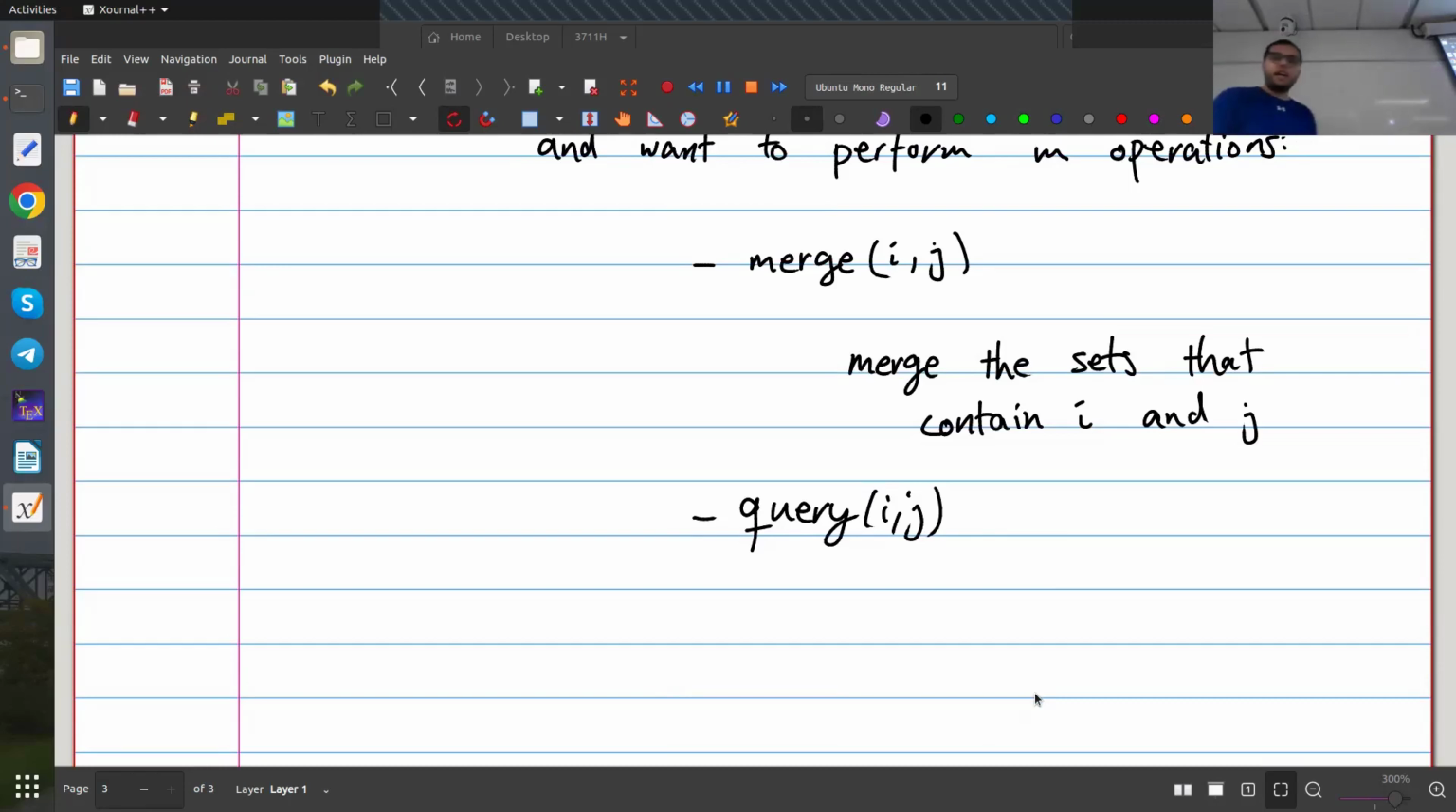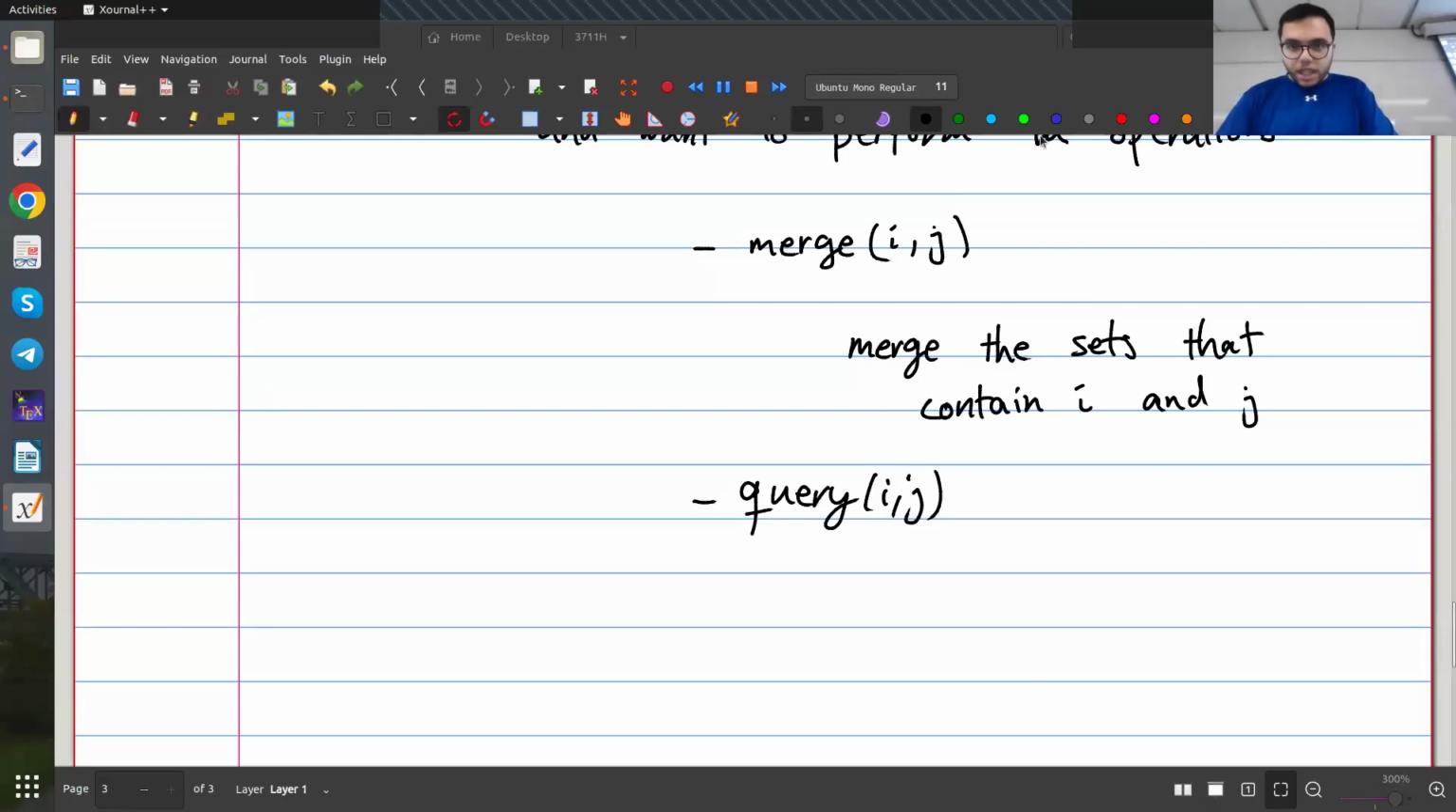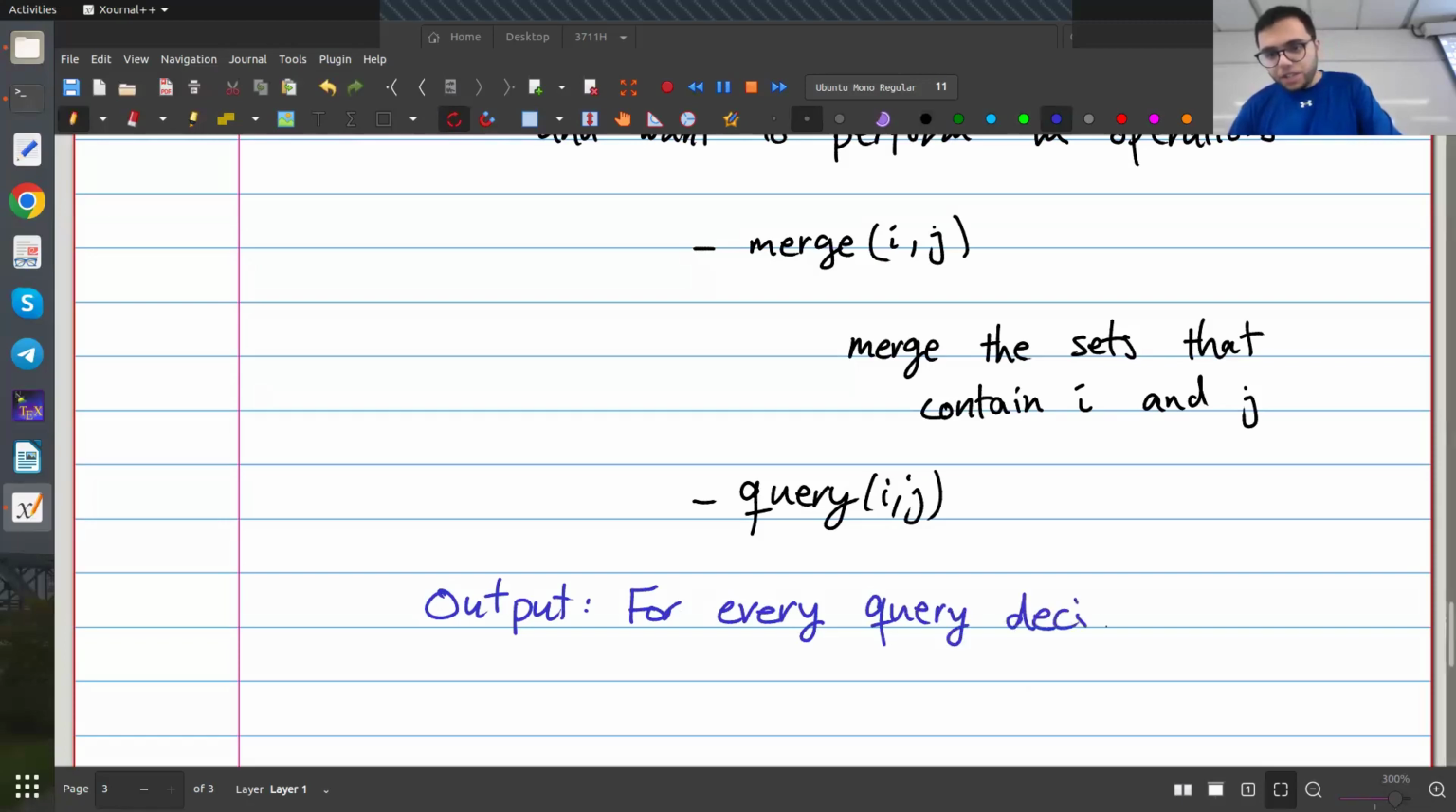So I have two operations. I can merge my sets or I can query. And again, my output is, for every query, basically decide whether I and J are in the same set. Of course, at the time of the query.